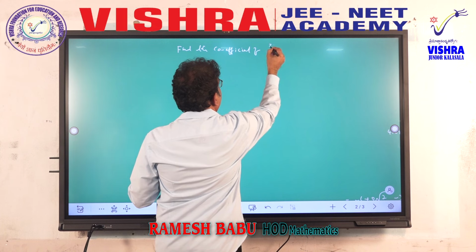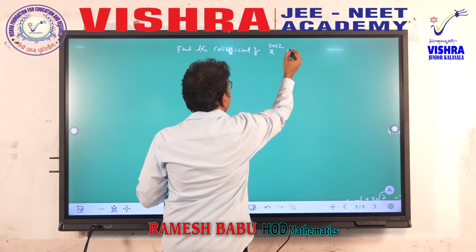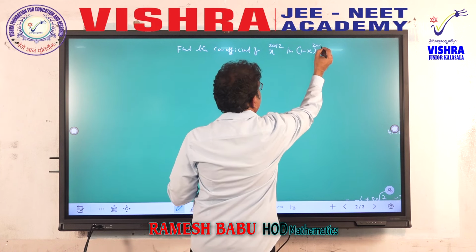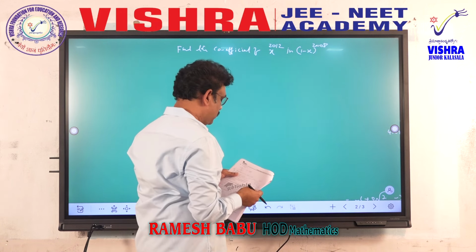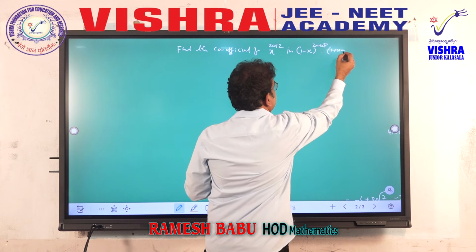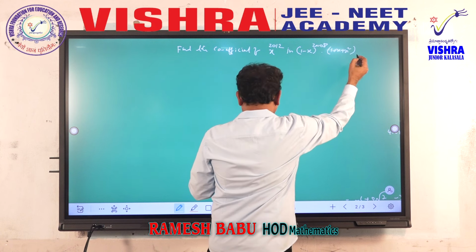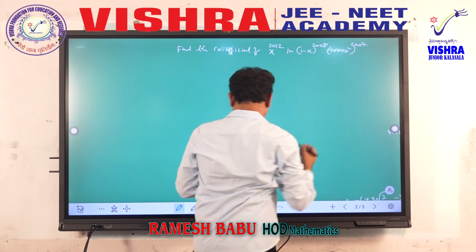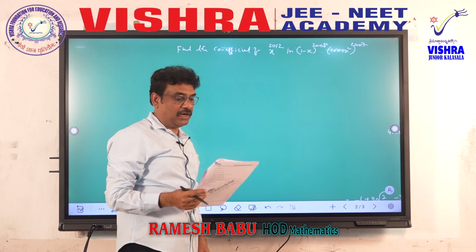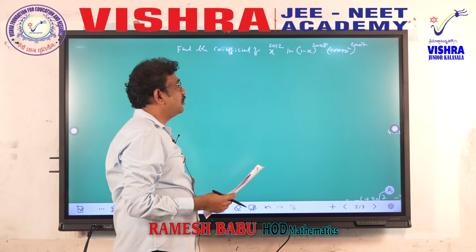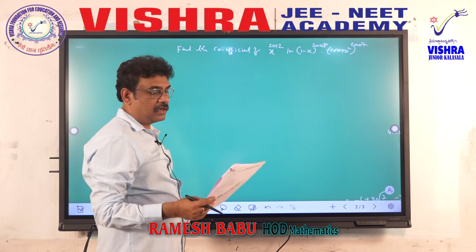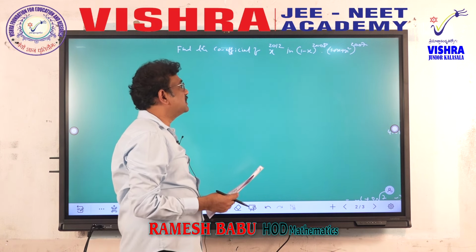Find the coefficient of x power 2012 in (1 minus x) whole power 2008 into (1 plus x square) whole power 2007. So we need to find the coefficient of x power 2012 in (1 minus x) whole power 2008 into (1 plus x square) to the power of 2007.